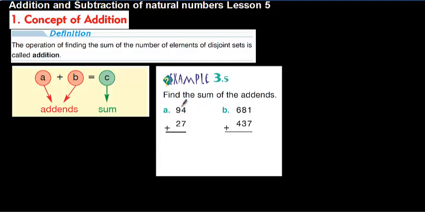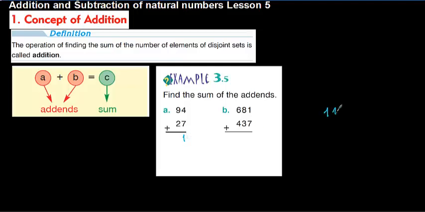When you add 94 and 27, we are going to add the digits one by one. We add the units first, then we add the tens together. If we have more than 10, because when you add 4 and 7, the result is equal to 11, it's not possible to write 11 here, because you need to write only one digit.